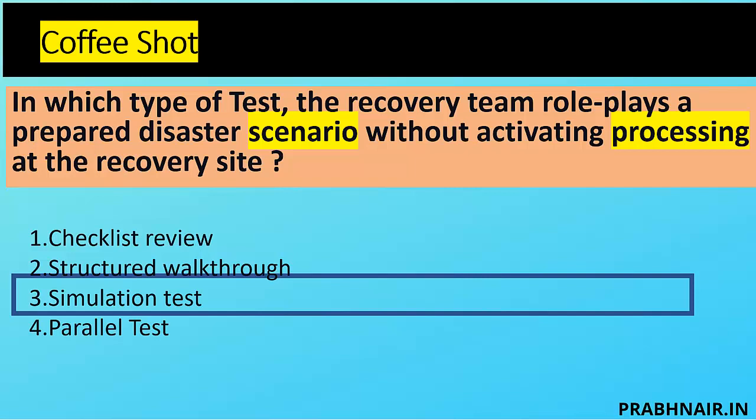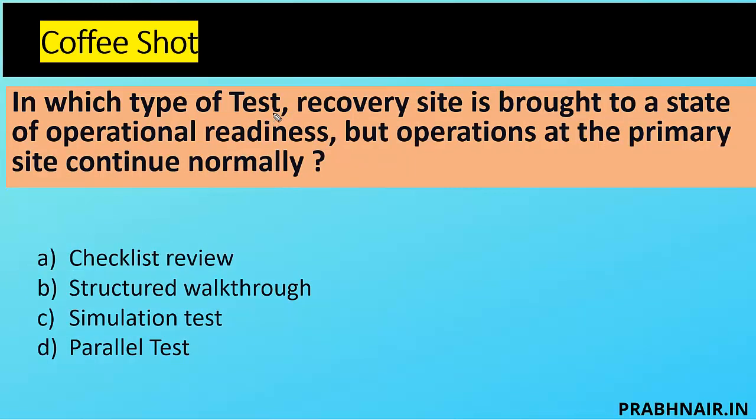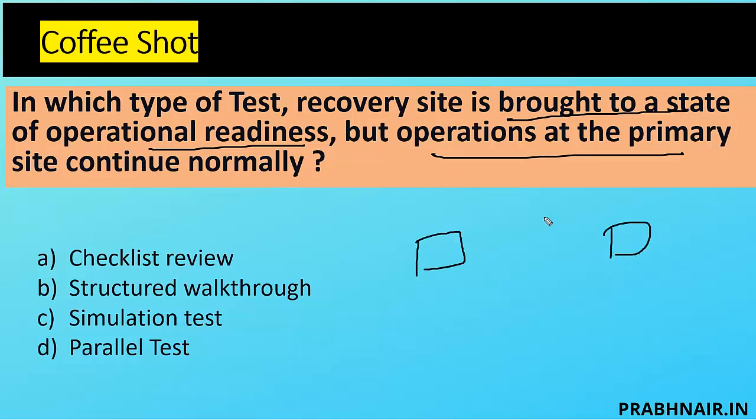In which type of test is the recovery site brought to a state of operational readiness, but operation at the primary site continues normally? Whenever you get such kind of scenarios, draw the scenario. So it means recovery site. So this is basically my hot site, which is my recovery site, brought to operational readiness. So the answer is basically parallel.